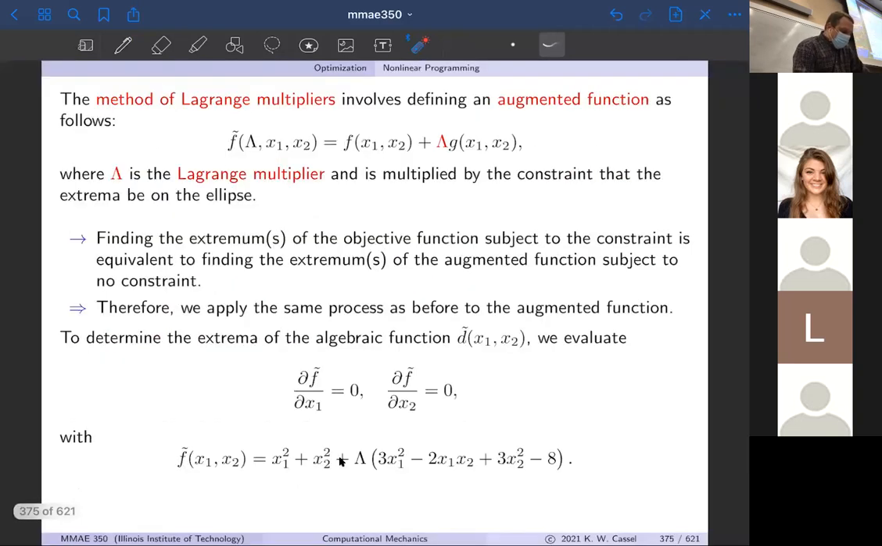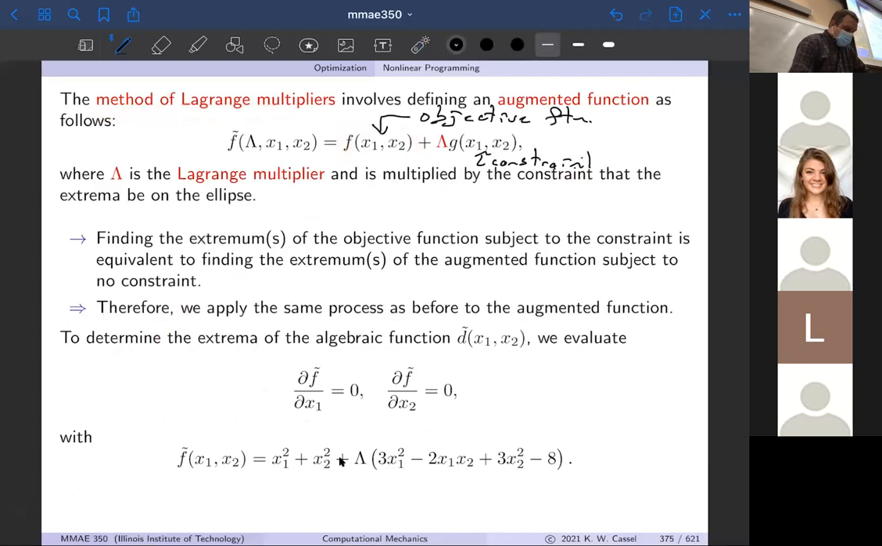So the Lagrange multiplier method is simply this. Here is my objective function. Let me, in fact, write that. This is my objective function. That's the square of the distance from the origin to a point on my, well, actually it's not because I haven't constrained it yet. That's just the distance from the origin. The G is the constraint.